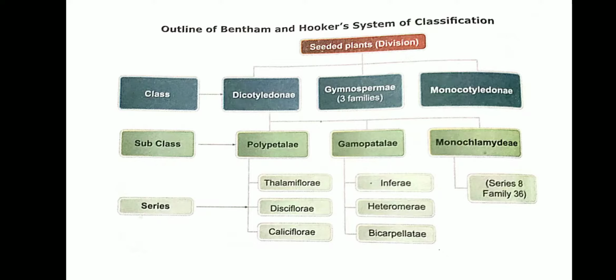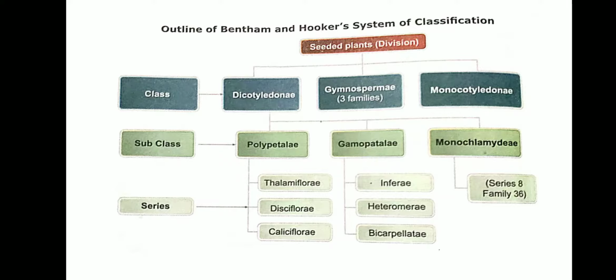And regarding these series as well as classes, you will learn in detail in the future classes. If I want to tell you, Thalamiflorae is a kind of plant which has got petals and stamens under the ovary. Disciflorae means a nectariferous disc will be surrounding the base of the ovary. Calyciflorae means petals as well as stamens are epigynous.